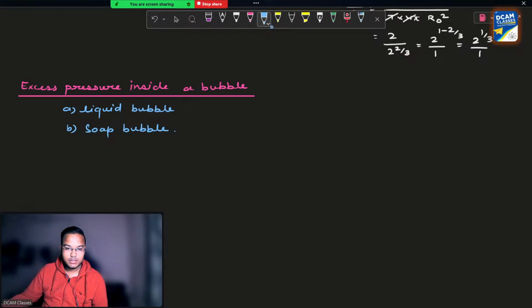So that means the soap bubble has two surfaces. While calculating the forces, surface tension has to be multiplied with two surface areas. That's the only difference.